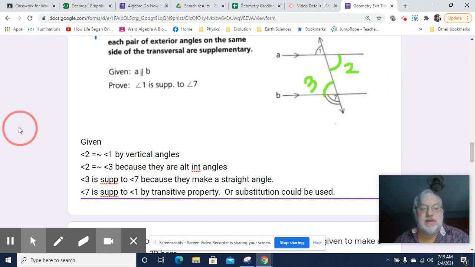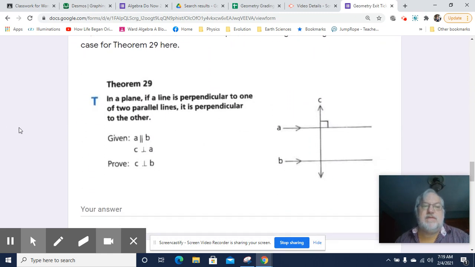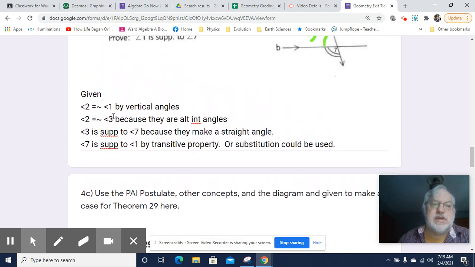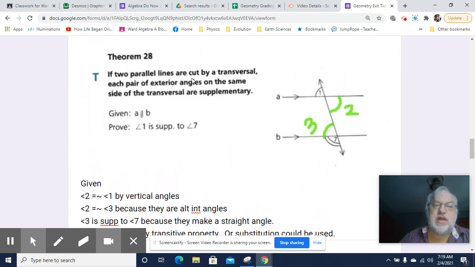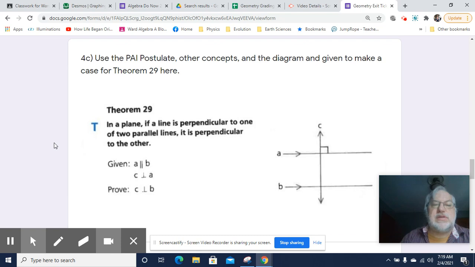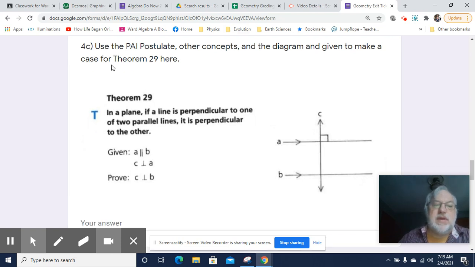Okay, so there you have it. That's 4B. And now 4C, we're dealing with some similar stuff. Let me go back to theorem 28. We've just done a nice demonstration of if two parallel lines are cut by a transversal, each pair of exterior angles on the same side, not exterior alternate angles, exterior angles on the same side would be supplementary. By the way, this implies that alternate exterior angles would be congruent too, which is a later theorem. And use the PAI postulate and other concepts in the diagram to make a case for theorem 29.